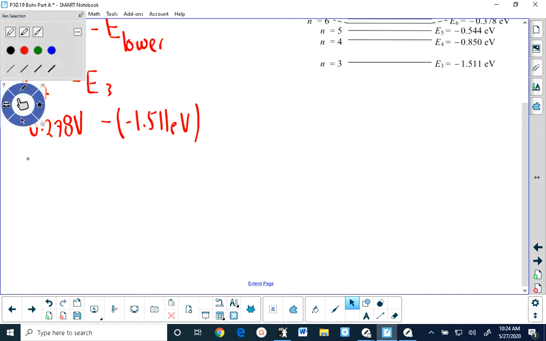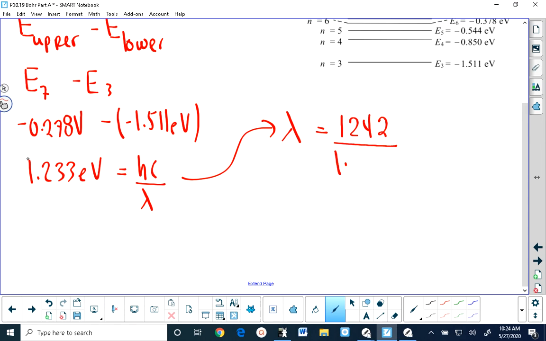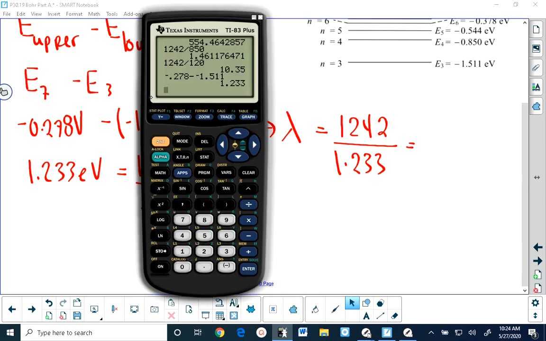This 1.233 electron volts is both the loss of energy of the electron and the energy of the photon. So this is equal to hc over lambda. We've done these calculations so many times, it should be pretty second nature for you to understand that you're going to have to do this calculation to find the wavelength in nanometers: 1242 divided by my answer. So we are talking about 1007 nanometers, which is infrared.